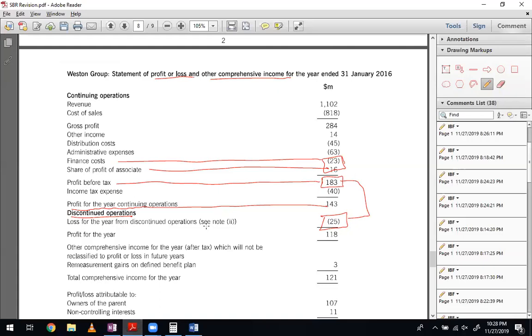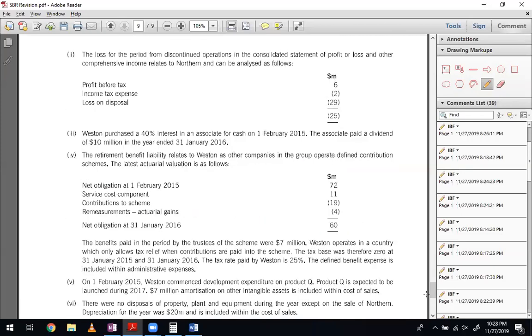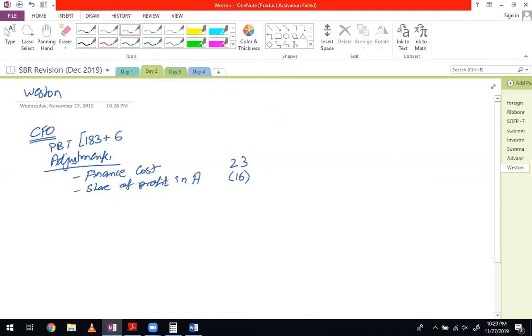Now, the details of the discontinued operation are there in note 2. So if I jump onto note 2, it says that the loss from the discontinued operation in the consolidated statement of P&L and the OCI relates to Northern and can be analyzed as follows. Its profit before tax was $6 million, its income tax expense was 2 and the loss on disposal was 29. So ideally we should be adding 6 over here because that's the profit before tax of the discontinued operation.